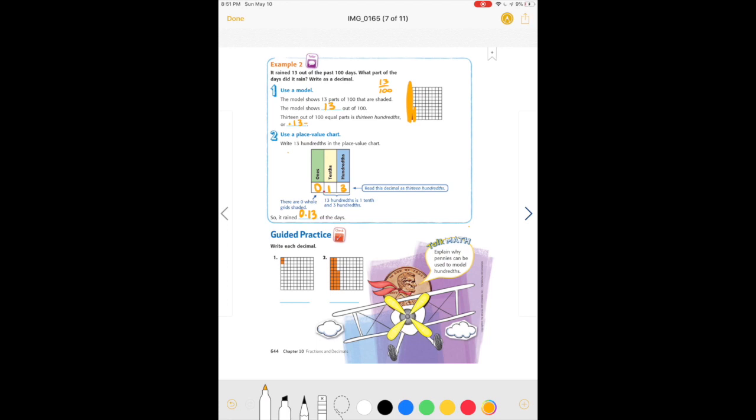Guided practice, write each decimal. All right, there are 0 whole grids. There are no blocks of 10 colored in, and there are 2 out of 100 colored in.